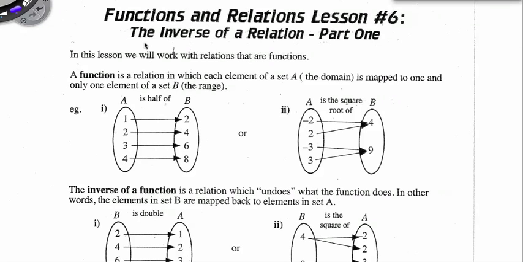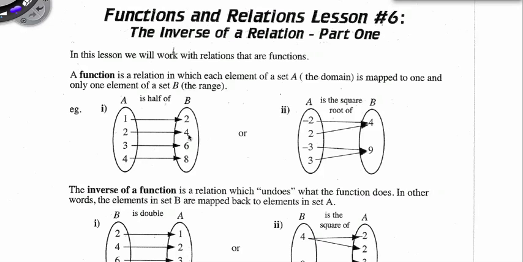So what that means is for a certain y value, you can have more than one x value. The easiest way to see it on a graph is the vertical line test: if you draw a graph, the vertical line will only pass through the graph once. Meaning for every x value you can only have one y value. A function is a relation in which each element of a set A is mapped to one and only one element of set B, meaning the output value.